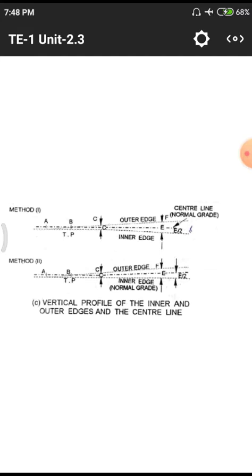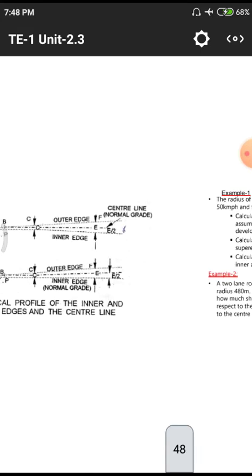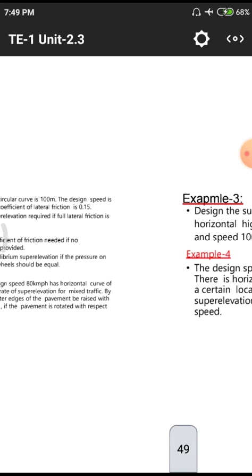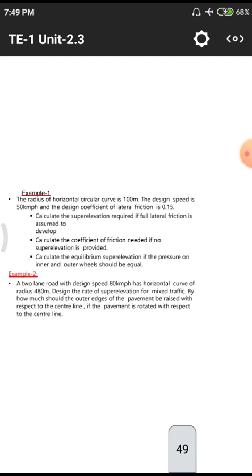This is the outer edge and inner edge with respect to the central axis, and the next one is the inner edge. Those two are described here with diagrams and their thickness values along the central lines. And next, these are examples we discussed in the previous class.